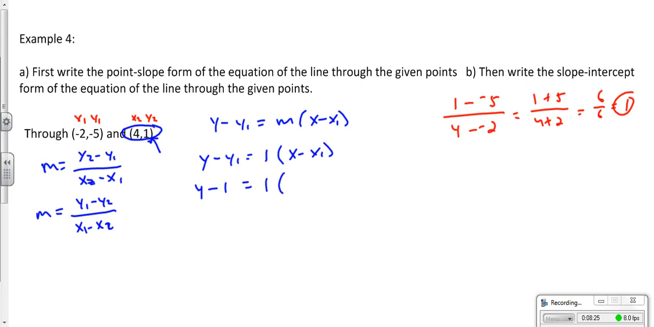So I have 1, and I have x minus x1, which is 4. We would distribute that, and again, like I mentioned before, distributing 1 doesn't change it at all. So we add 1 to both sides, can only go with the 4, so y equals x minus 3. And again, you can put a 1 there if you want to, but you don't have to.